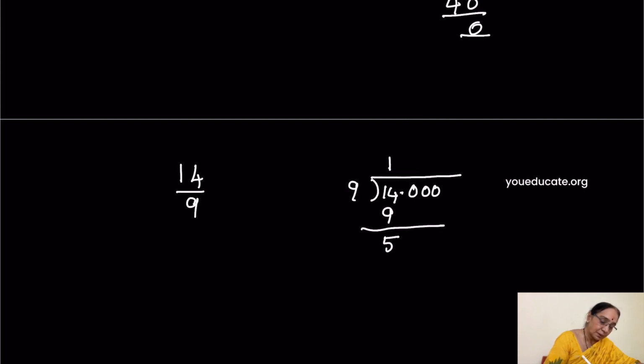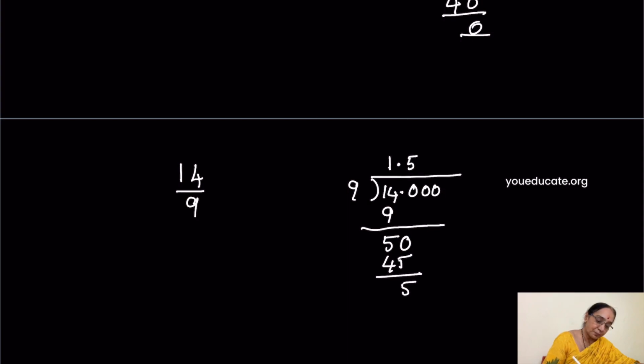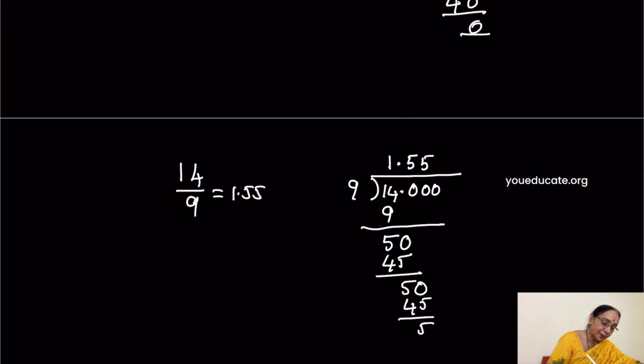Now the point is placed after the 1 and you have brought down a 0. So 9 divides 50 how many times? 9 fives are 45. You subtract, bring down the next 0, again 5. Now what you see here, it continues. You continue to get 5 as the remainder. So you write this as 1.555, and how many 5s can you write? It continues forever. So you can write this as 1.5 with the dot on top of the 5.